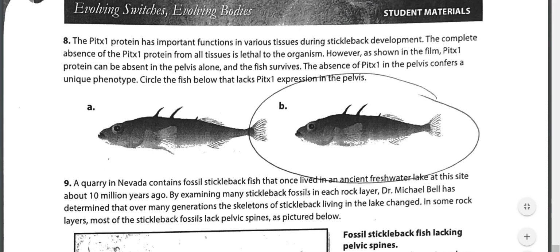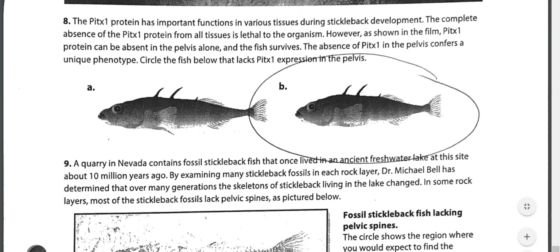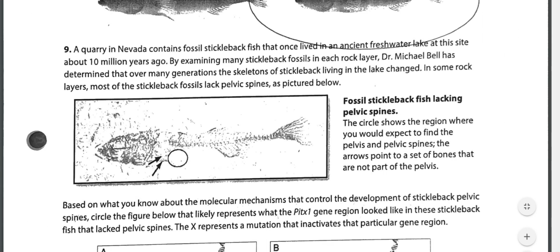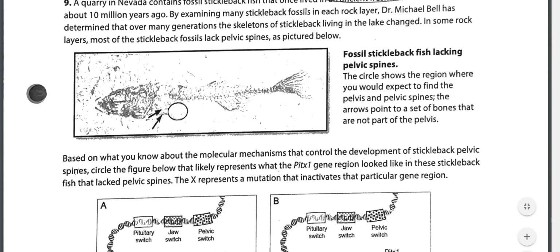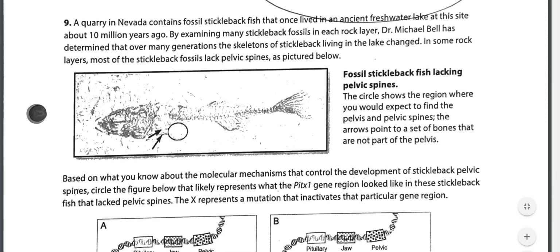Number 8, you were basically just picking the fish that doesn't have a pelvic phenotype or a pelvic spine. So you were picking B for that one. Easy enough. And then number 9, you were given a scenario with stickleback fish and their fossils. We were starting to watch that in the video on Thursday, but we ran out of time, and I thought we could finish the video on Monday, but that didn't happen. Hopefully you were able to review it on your own time.